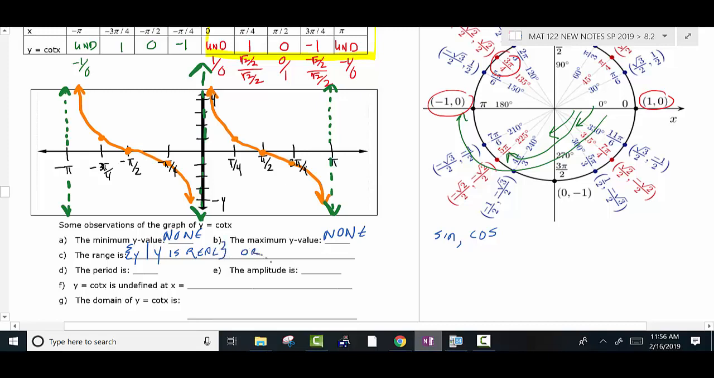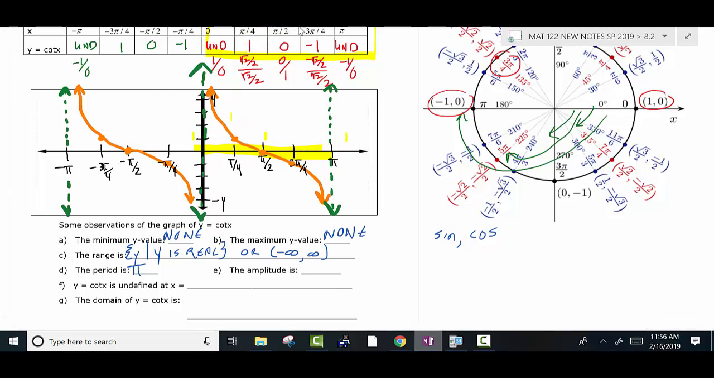Or you could, in interval notation, just say negative infinity to infinity. The period's pi. That's pretty evident from our graph. That would be 1 period right there, from 0 to pi. Your key points are asymptote, 1, 0, -1, asymptote.